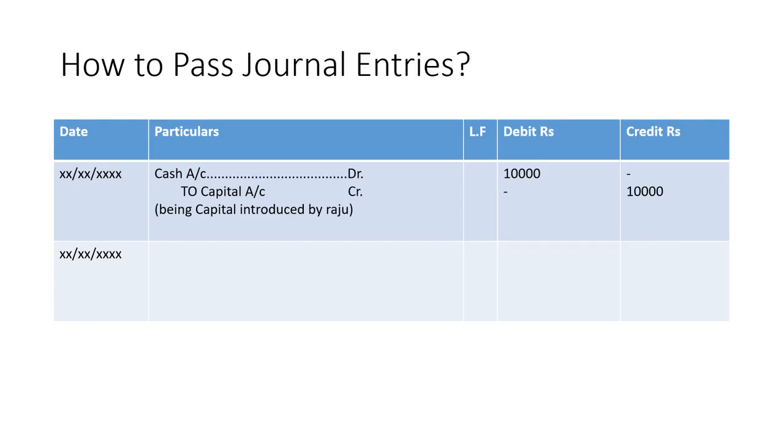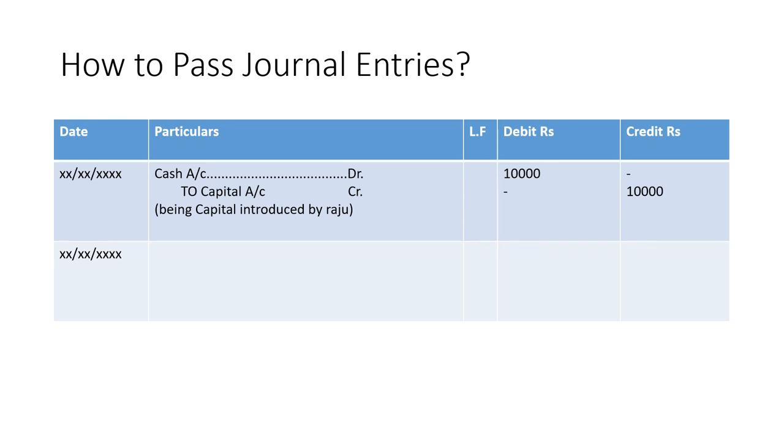Now in the second line it says 2. Whenever we write 2 in the journal entry, it suggests that the following account name is being credited. So we are writing capital account. Capital account is being credited, Raju being the giver of the cash. We are not writing anything in the debit column for the second line. We are writing 10,000 rupees in the credit column. So now our debit and credit are both equal.